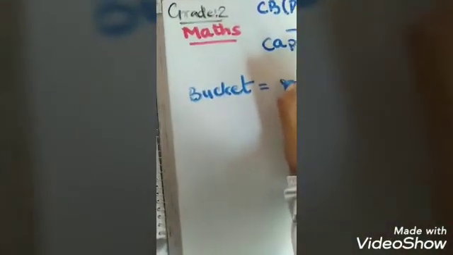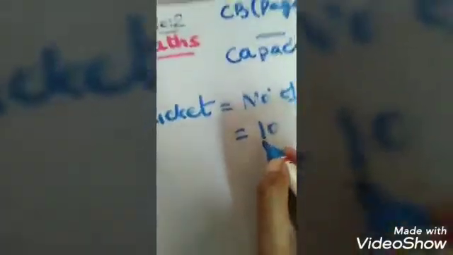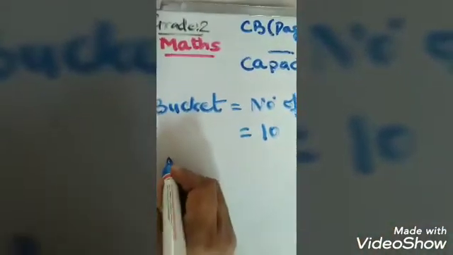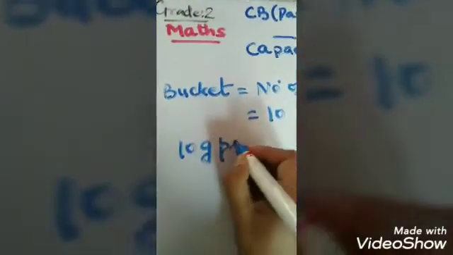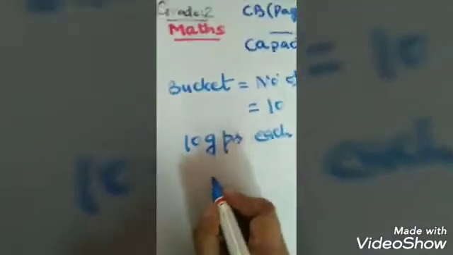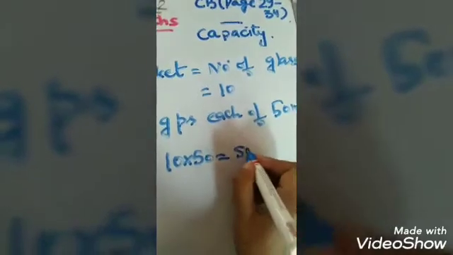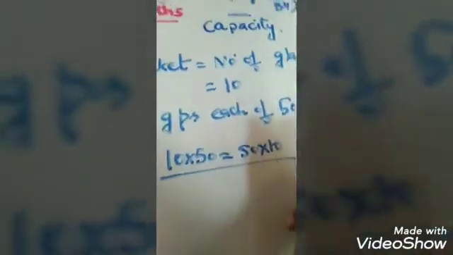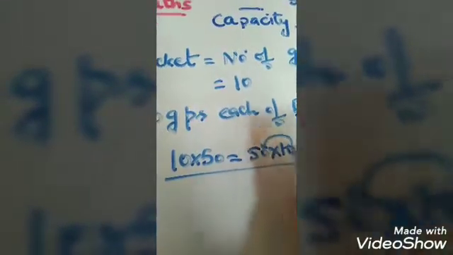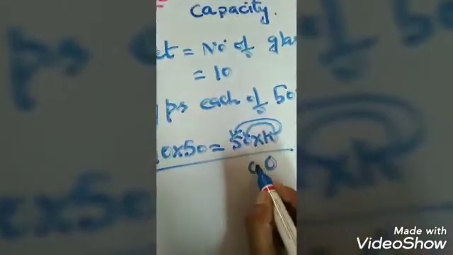Number of glasses is equal to 10. So we can say 10 groups each of 50 ml. So we have to multiply 10 into 50, or 50 into 10. They are also alike. So first we will multiply with 0. 0 zeros are 0. Again 0 5s are 0.